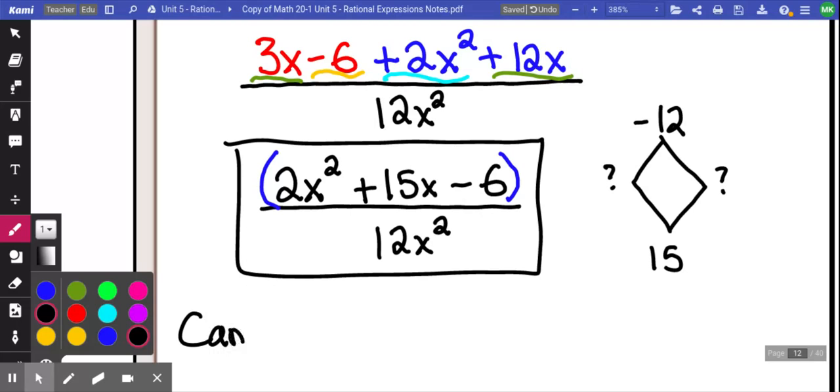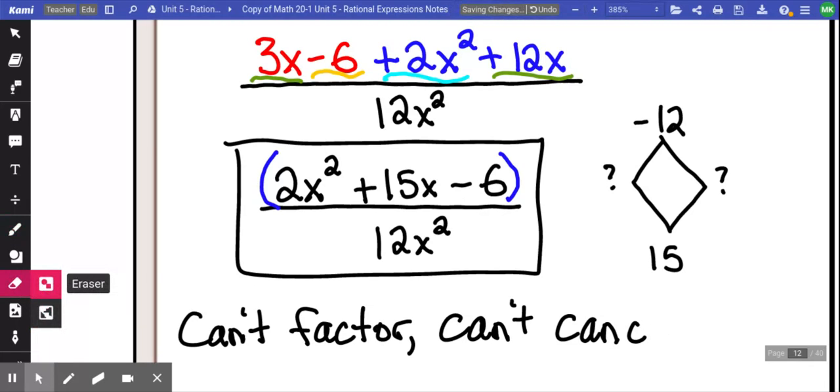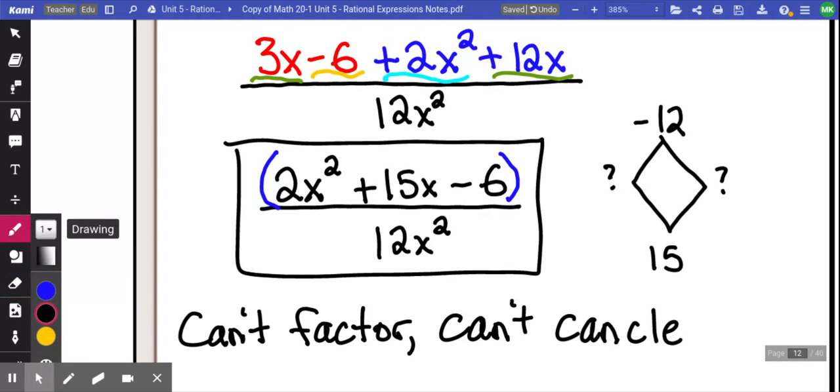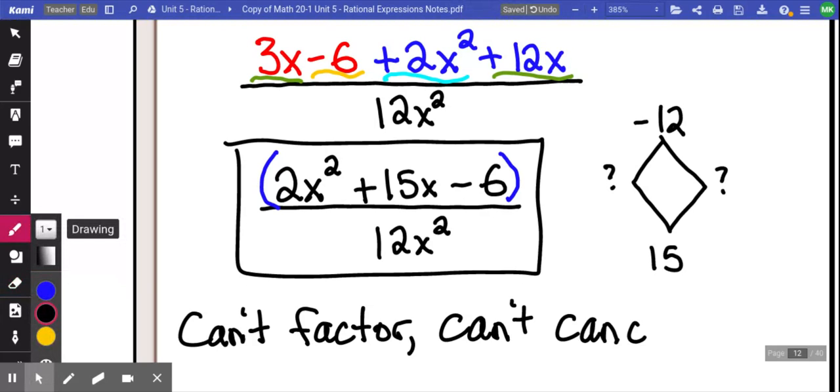Because I can't factor and I can't cancel anything out. Cancel? C-E-L? C-L-E? Maybe Google is smarter than me. Okay, Google, how do you spell cancel? I think it's E-L. Cancel is spelled C-A-N-C-E-L. Oh, see? It is C-E-L. I don't need Google. Never mind Google. It's okay. I didn't need you. There we go.